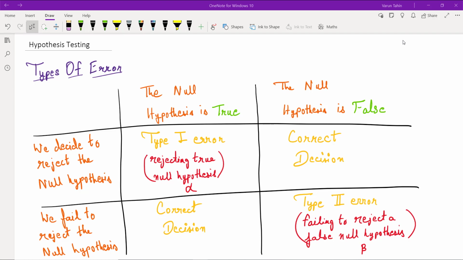So the first error can be where actually the null hypothesis is true, but we decide to reject the null hypothesis. In that case, this is called a type 1 error because we are rejecting the true null hypothesis. The other type of error is a type 2 error, where we fail to reject the null hypothesis when actually the null hypothesis is false. And the rest are the correct decisions, and therefore there are no errors, because we are failing to reject the null hypothesis when actually the null hypothesis is true, and we decide to reject the null hypothesis when the null hypothesis is false.